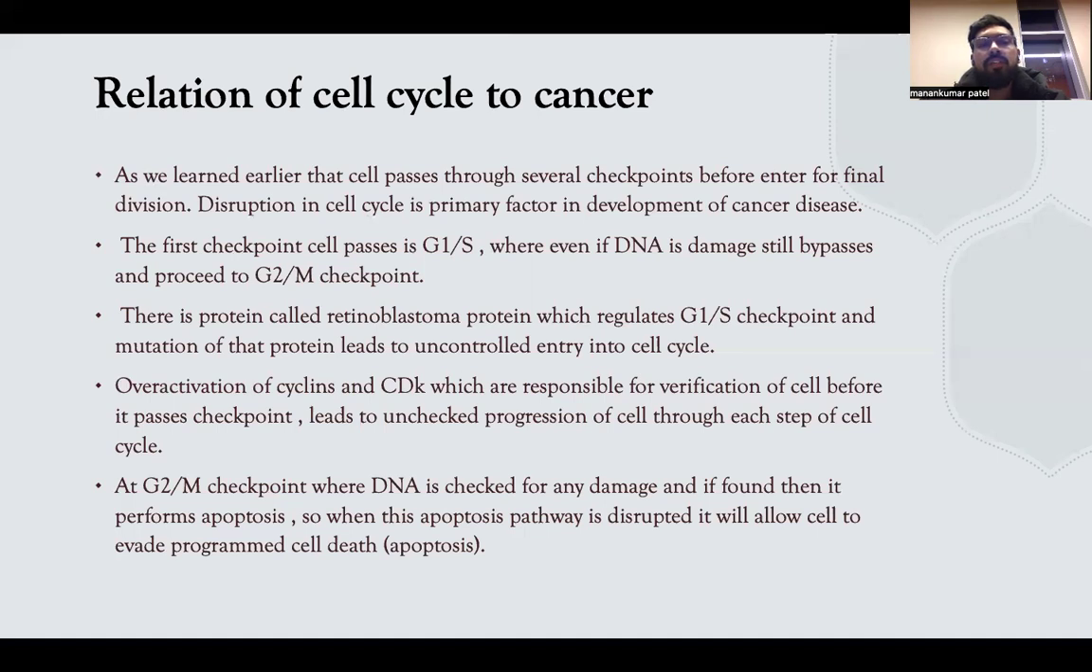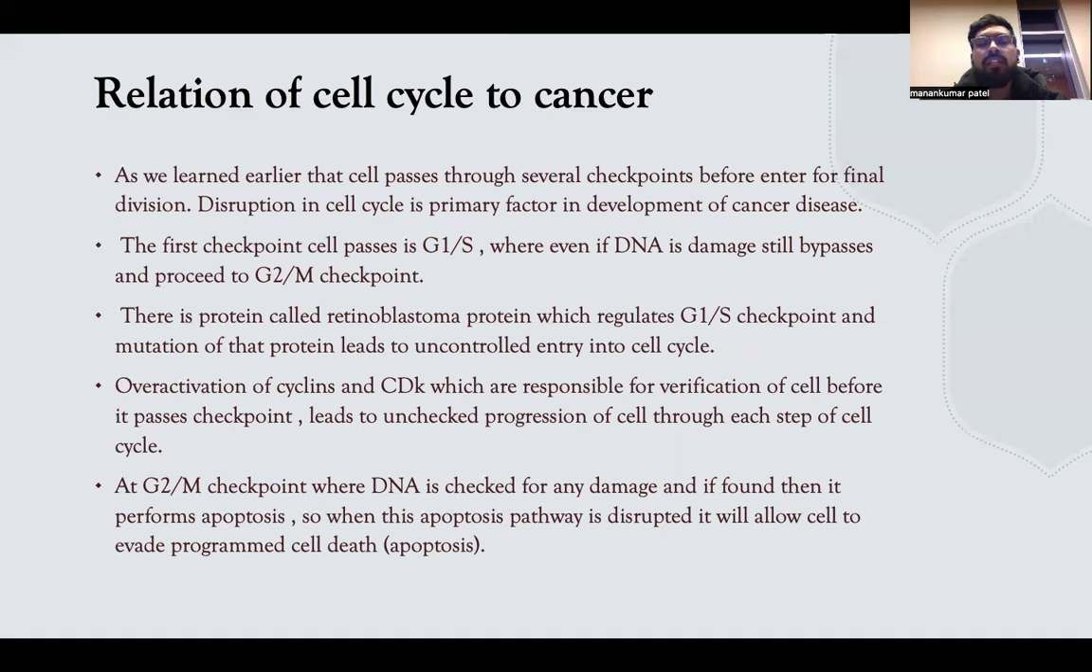There is a protein called retinoblastoma protein, which regulates the G1/S checkpoint, and mutation of that protein leads to uncontrollable entry into the cell cycle. That's how the cell bypasses each checkpoint, like this G1/S checkpoint, due to mutation in the retinoblastoma protein, the RB protein. Overactivation of cyclins and CDKs, which are responsible for verification of the cell before it passes a checkpoint, leads to unchecked progression of the cell through each step of the cell cycle.